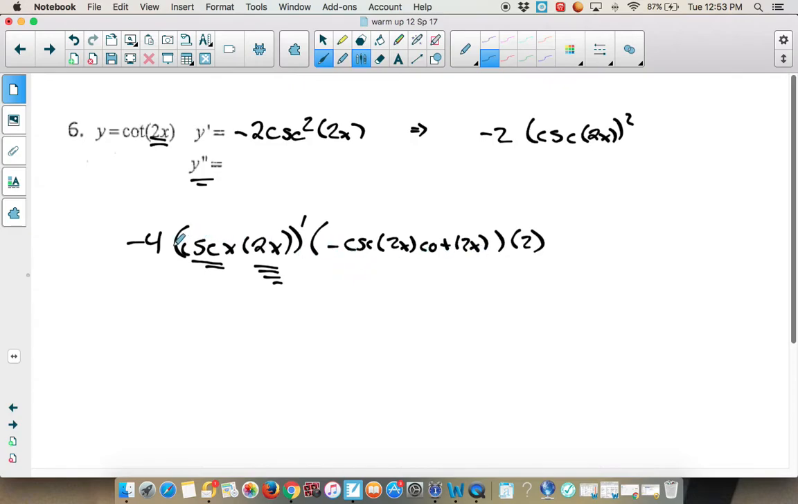And then I'm going to clean that up. I've got a negative here, that's going to turn the whole function positive. The 2 and the 4 can interact, becoming 8. And then when I look at that, I have cosecant of 2x, I have that 2 times. So I'm going to go ahead and call that cosecant squared of 2x, and then cotan 2x.